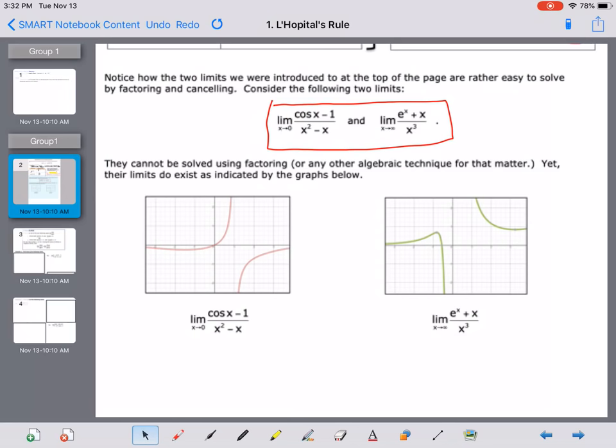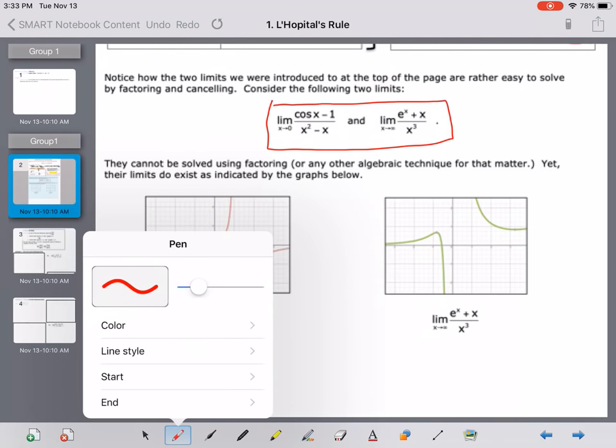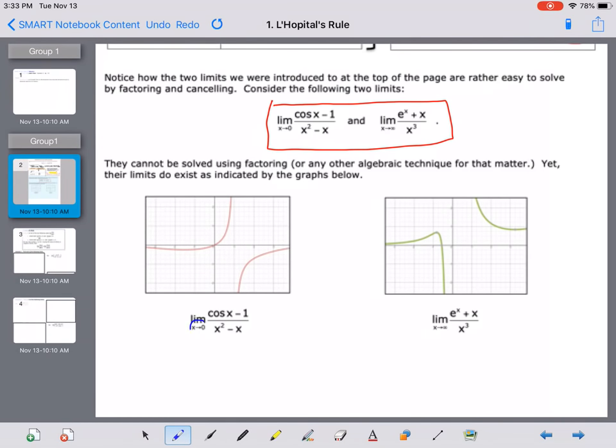If we look at the graphs of these two, as we approach 0 on this function, our graph actually approaches that point, coming from the left and coming from the right. So we can see clearly that this is going to be equal to 0.